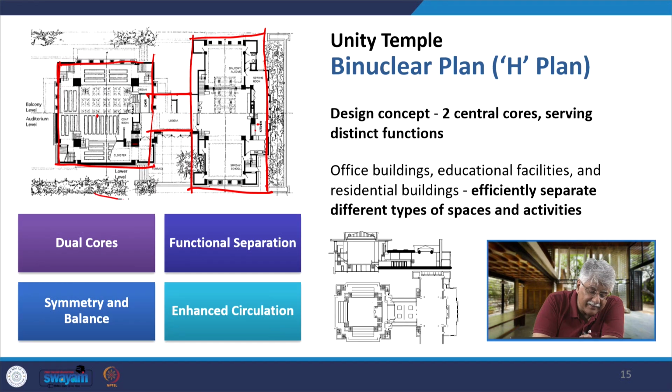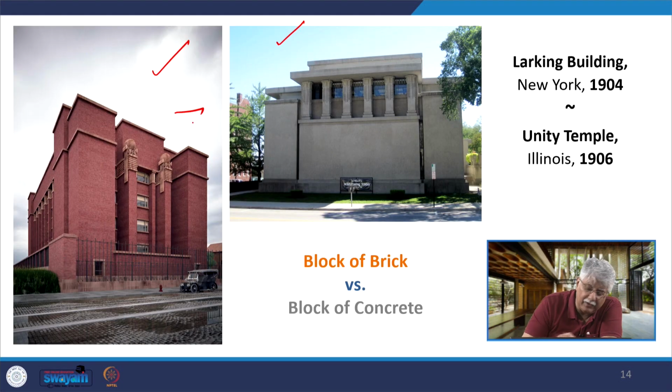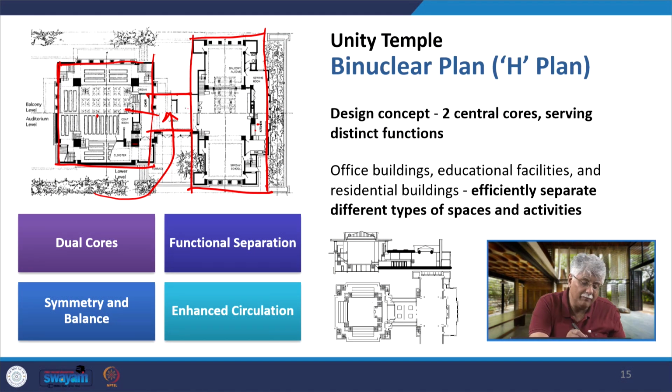You enter this from here, and based on your function, you will move either to the right or the left. You come to worship, you move left. If you come for administrative work, you move right. How simple things become by this binuclear planning. And it has got dual cores, the core of worship, the core of administration. The functional separation is there, symmetry and balance is there, and enhanced circulation because things are directly divided into two circulatory paths as soon as you enter the building.